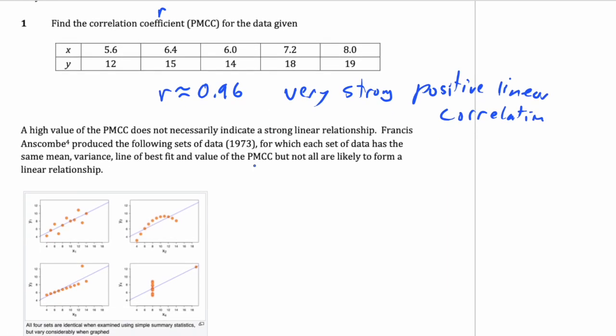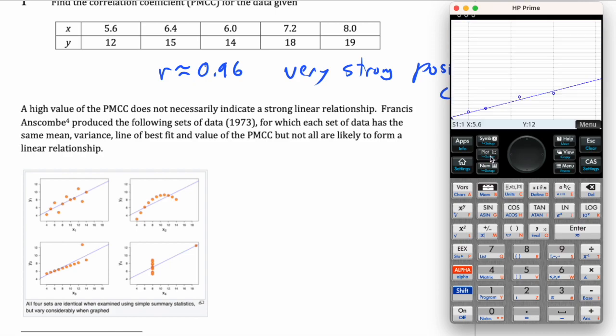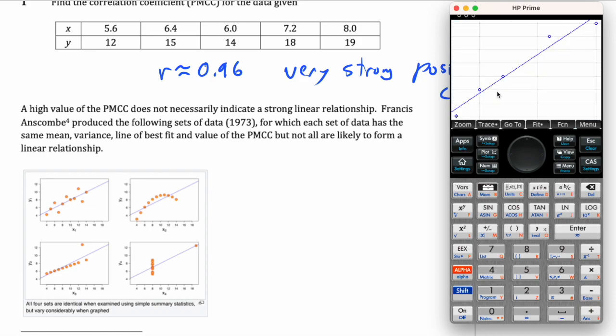Okay, now you should always look at the picture. So let's go back and look at that picture. Let's go to plot. So the data does look linear. Actually, if you want to see it better, you can go to Menu, Zoom, then go to Auto Scale, and you can see all the points. So this does look like it fits the points well.